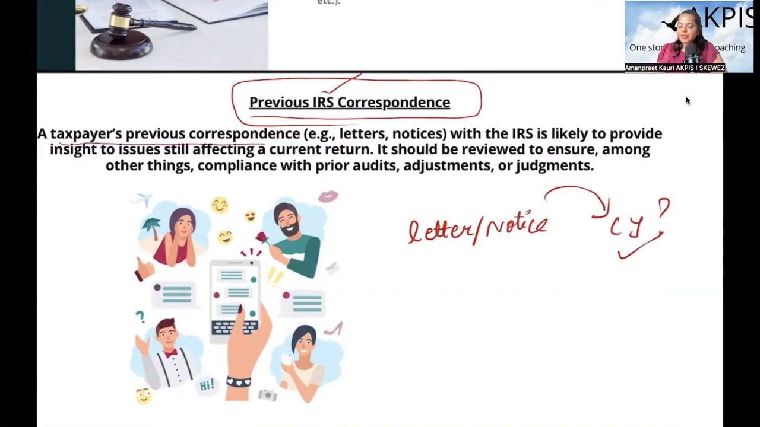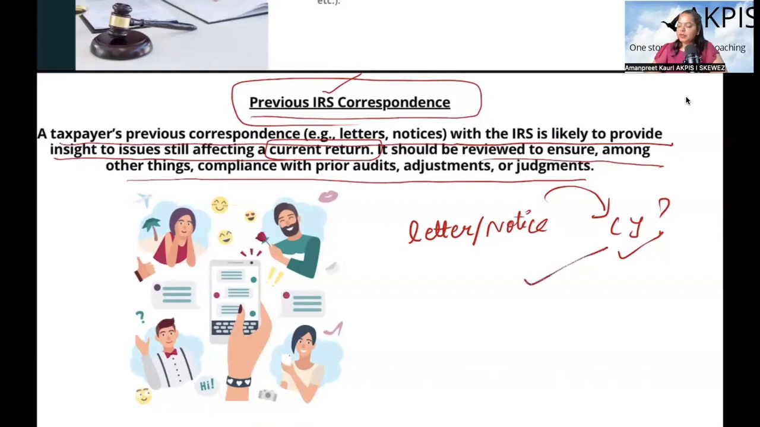A taxpayer's previous year correspondence, for any notice and all, is likely to provide an insight into issues still affecting a current return, and it should be reviewed to ensure, among other things, compliance with prior audits, adjustments, or judgments. So if certain modifications or changes, adjustments, and audits are required, prior audits give you additional information as to what kind of impact they will have in the current year. So previous notices or letters from the IRS may have an impact on the current year return. That's why they are really very important to be referred to, right?